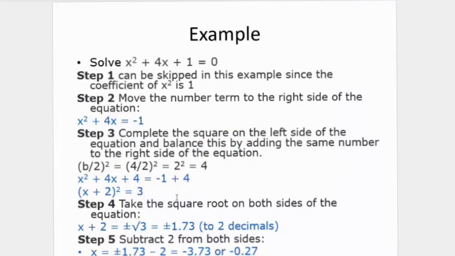Because if I say root 3 is 1.73, and I say I want to use the positive, then our x will now be 1.73. This 2 comes over here, minus 2, and that will be minus 0.27. If I say I want to take the negative, it will be minus 1.73 minus 2, which will be minus 3.73. So again, I have two possible answers to my quadratic equation.